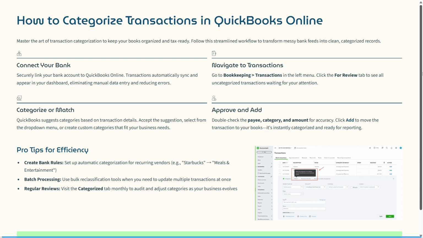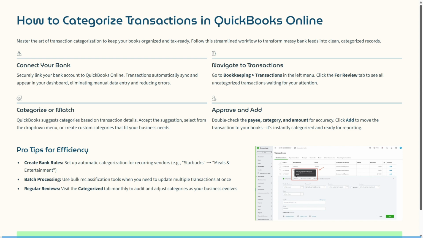So QuickBooks suggests categories based on transaction details. Accept the suggestion, select from the drop-down menu, or you can create custom categories that fit your business needs better. You then need to double check the payee, category, and the amount for accuracy. Click on Add to move the transaction to your books. It's instant and then it is ready for reporting.